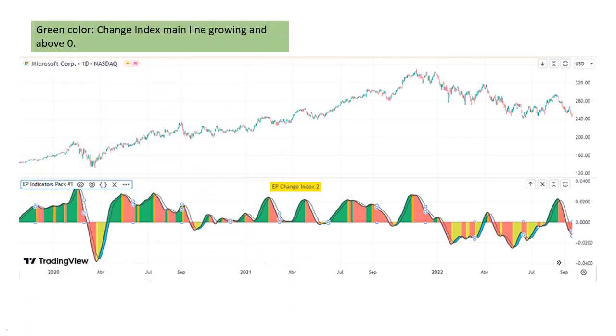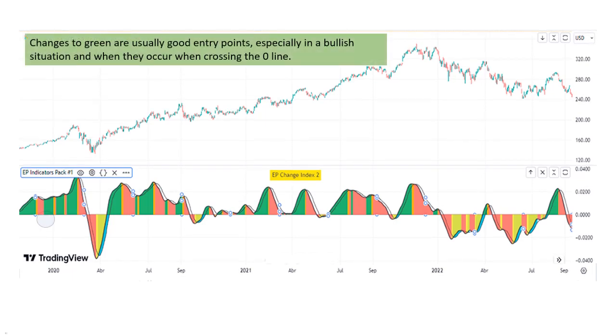Green color, Change Index main line growing and above zero. Changes to green are usually good entry points, especially in a bullish situation and when they occur when crossing the zero line.